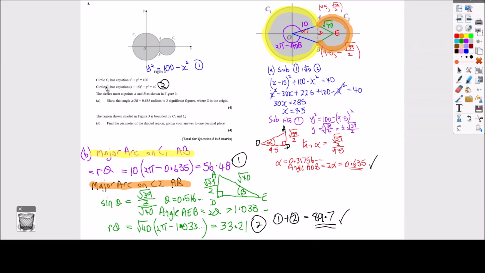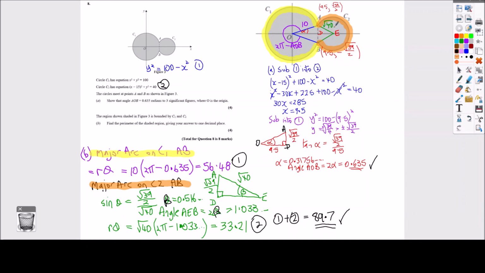So looking at the equation for the circle C2, r squared is 40. So my radius is root 40. So A to E is root 40. A to D is root 39 over 2. So I'm now using sin here. Sin is opposite over hypotenuse, so root 39 over 2 over root 40, and that allows me to work out beta. I've called it theta there, I should have called it beta, shouldn't I? Let's just change that. So beta equals 0.516. So that's the angle from A to E to D.